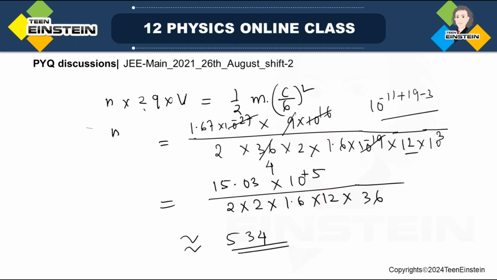I'll leave the calculation to you. You can just do this calculation. This is m_p and this is the speed anyway.